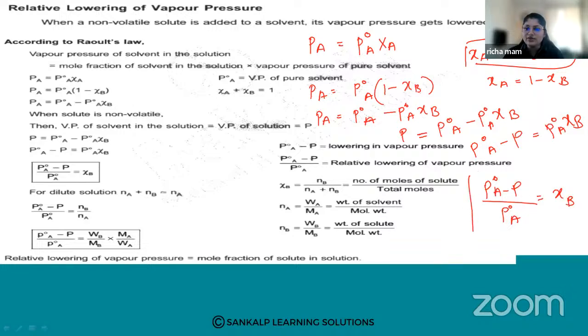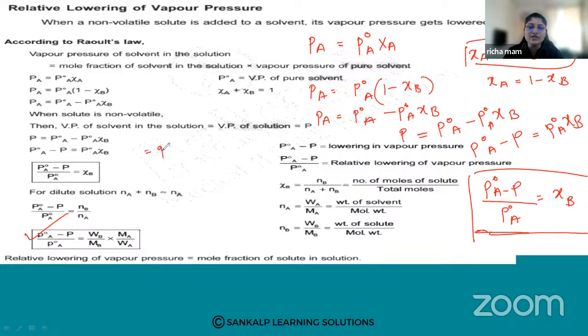So this is the equation when your solute is non-volatile. When the solute is non-volatile, this is the equation which you get. Now you know how to find the mole fraction, right? Mole fraction can be found as the number of moles of component A upon the total number of moles of components A plus B. So by applying that, you will get this formula. That is how you count the number of moles.